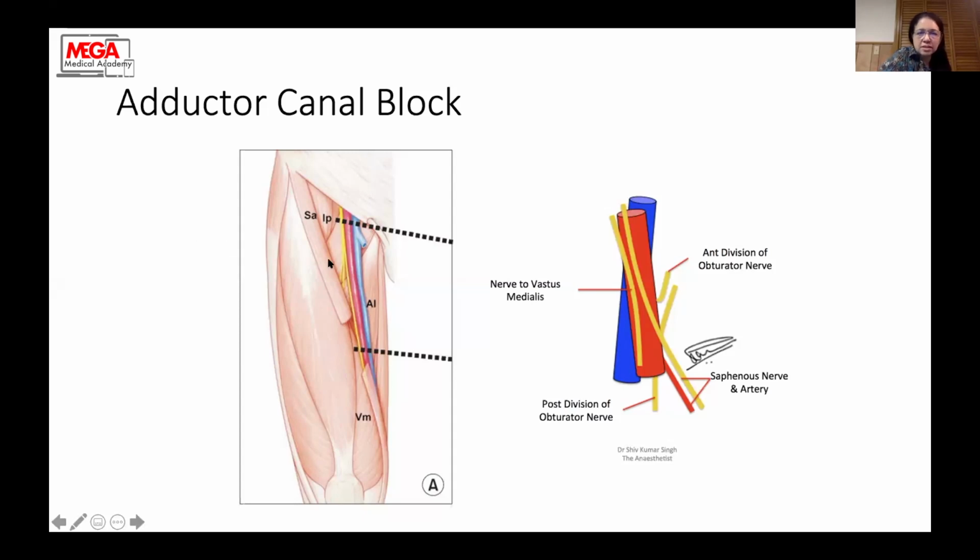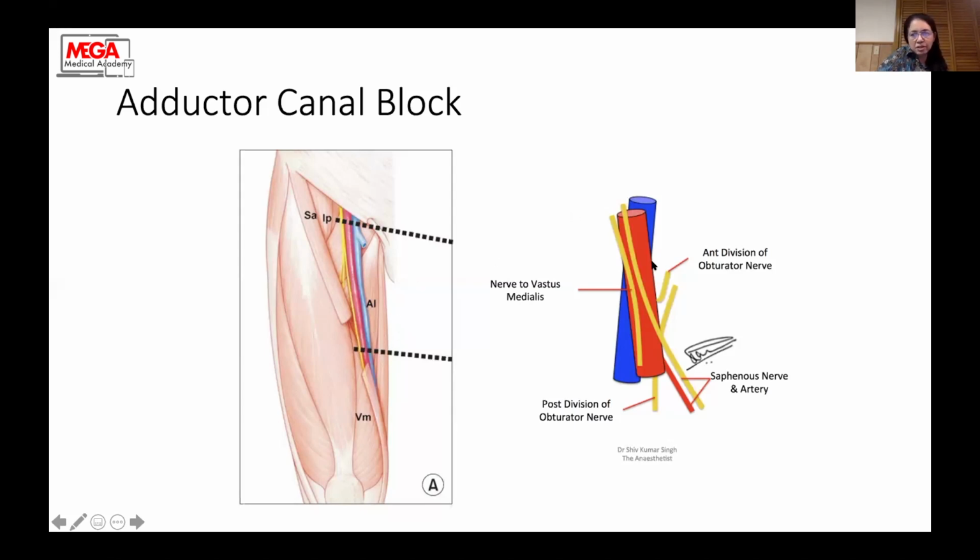So the modification came that if we come down a little bit, we avoid the nerve that goes to the muscle, and we end up targeting the more sensory nerves than the motor nerves. And this is when people became very interested in the adductor canal block.